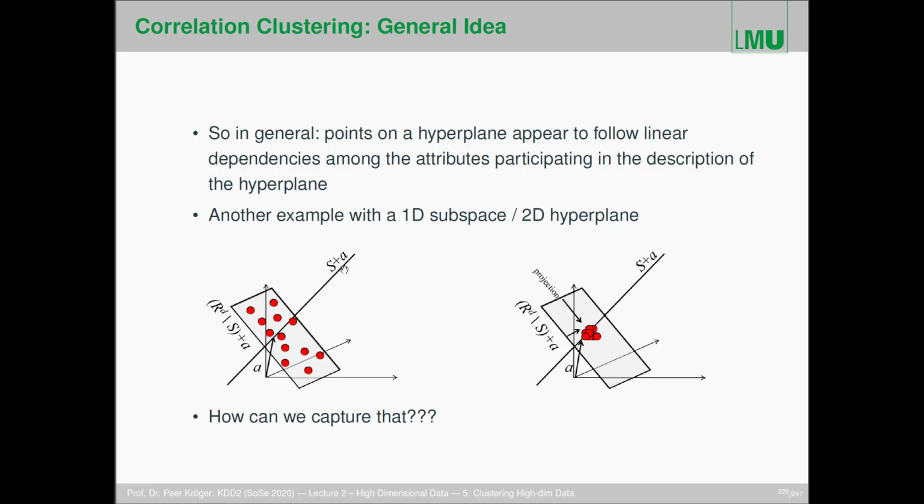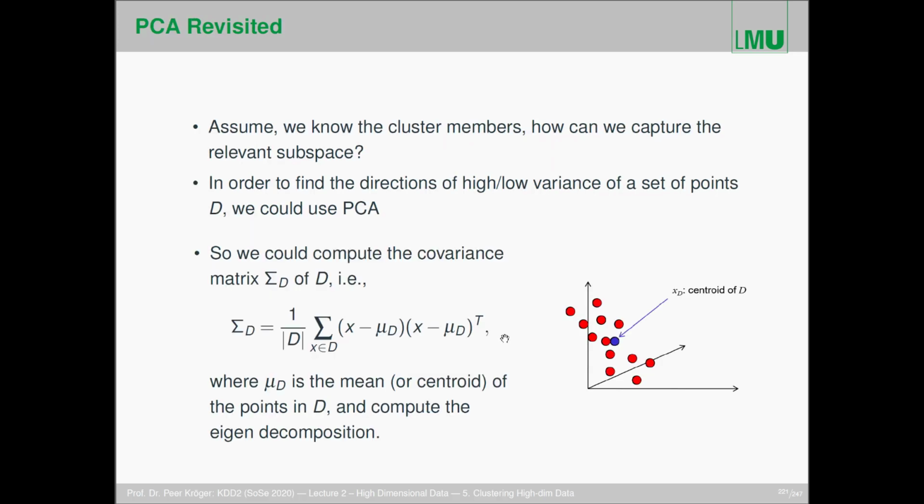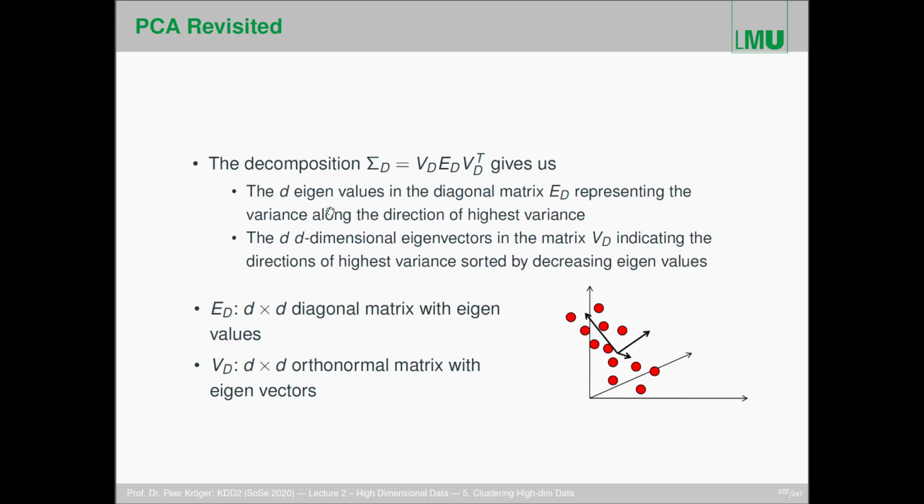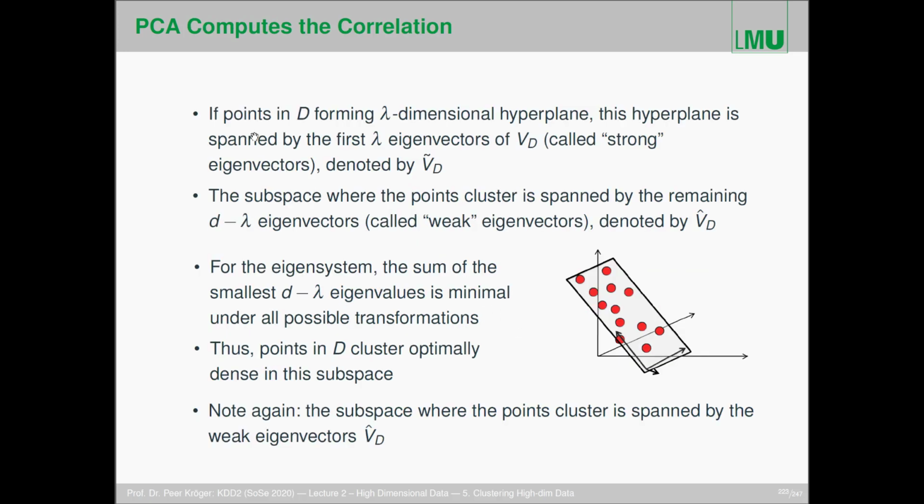Other than we did before in feature reduction, those are the directions of low variance, and we want the subspace with low variance now because we want to cluster. So we have to look at the eigenvalues for the eigenvectors and retrieve the ones with the small eigenvalues. Those are the eigenvectors, the directions spanning the interesting subspace. Okay, and that is captured here.